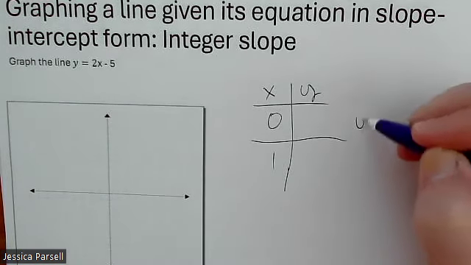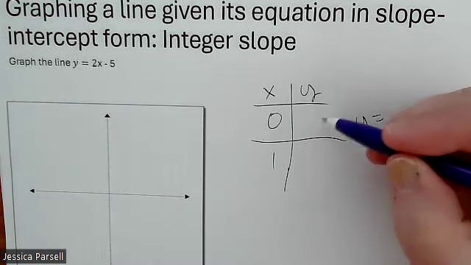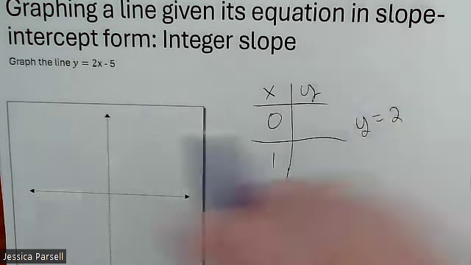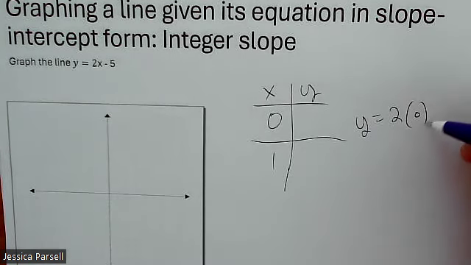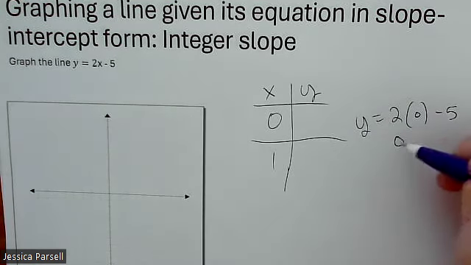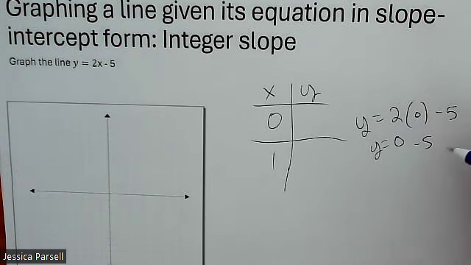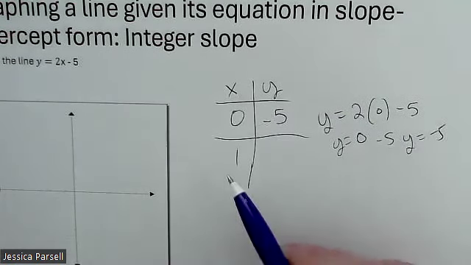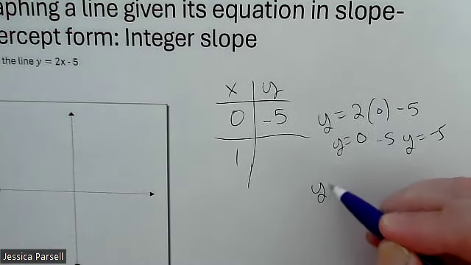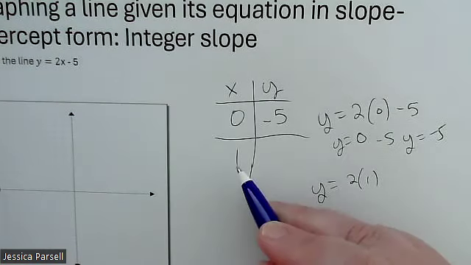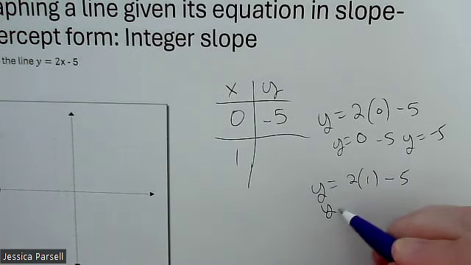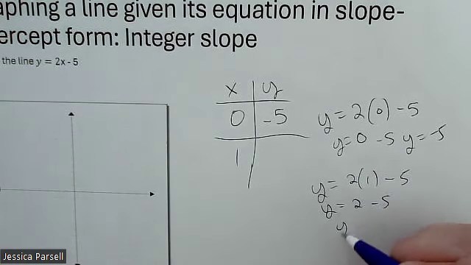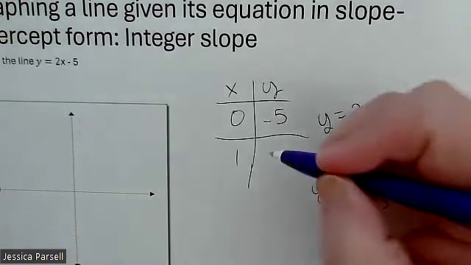Okay, so here we go. I'm going to pop in, we want to know what y is. So y is equal to 2 times the x value that we're giving it, substituting it in, minus 5. Well, 2 times 0 is 0, and 0 minus 5 is -5. So (0, -5) is 1 point. And then let's put a 1 in there. So y is equal to 2 times 1 minus 5. So y equals 2 minus 5. So y is equal to -3.